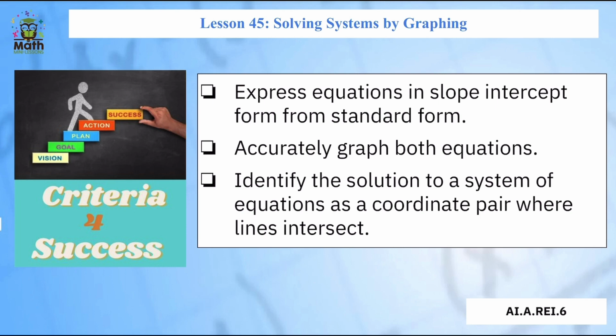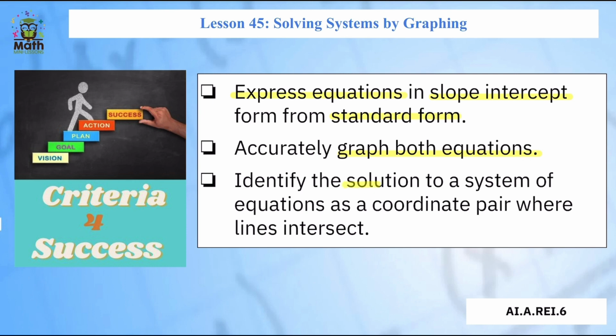Number one, that you can express the equation in slope-intercept form from standard form. That's going to be super helpful since we're talking about graphing, and that we can accurately graph both equations. We know how to do that. We've been practicing a lot there.